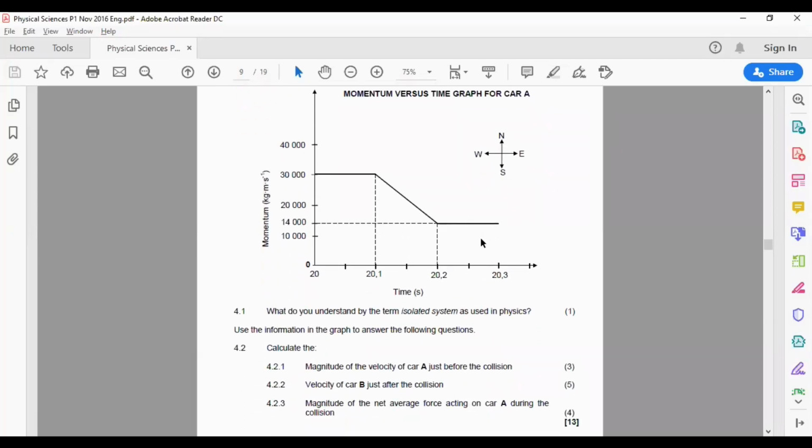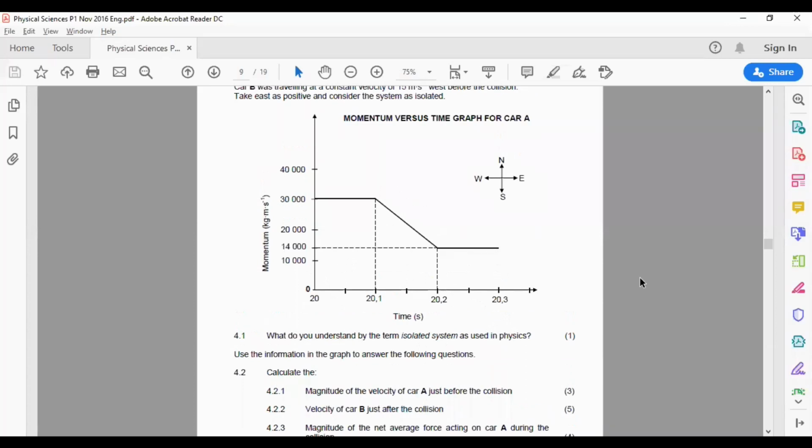What do you understand by the term isolated system as used in physics? Your own answer. And then you got to use the information of the graph to calculate the following. So if you look at 4.1, what do you understand by the term isolated system? Now, possibly two answers there that you can give.